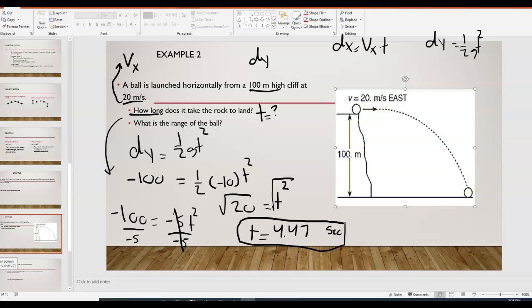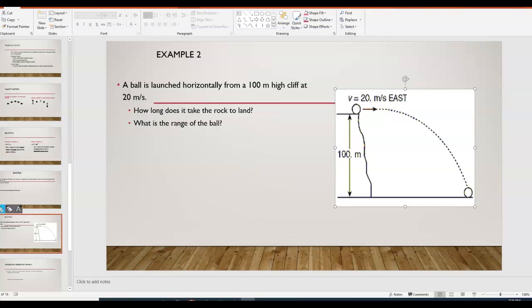Okay, so I'm going to erase this. So 4.47 seconds. The next question says, what is the range of the ball? And remember, range is the same thing as dx. It's basically saying, from here to here, what is this horizontal distance that the ball traveled? This is the range. This is dx.